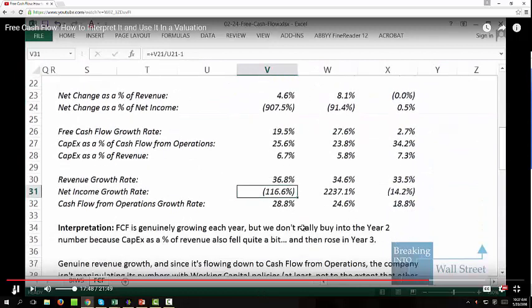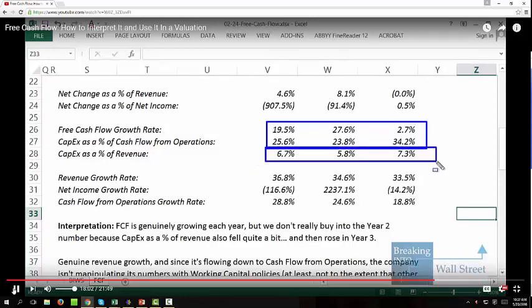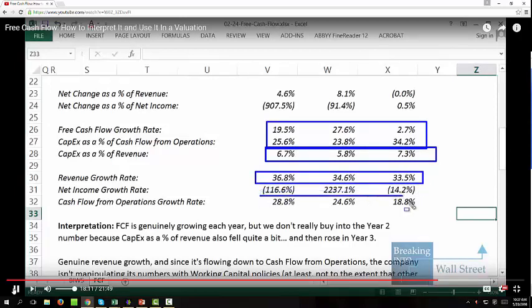What I want to draw your attention to are a couple things. Free cash flow growth rate, so you can see it right here. Capex as a percent of cash flow from operations is much more steady than it was for Amazon, around 25% to 34%, 35% each year. Capex as a percent of revenue dips in year 2 and then goes up again in year 3. Revenue growth is around 30 to 35%, 36, 37% each year. And then cash flow from operations growth is also in roughly the 20 to 30% range.